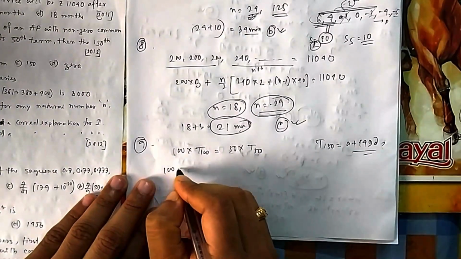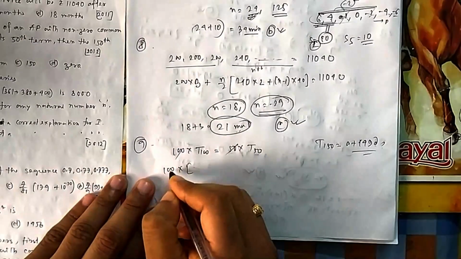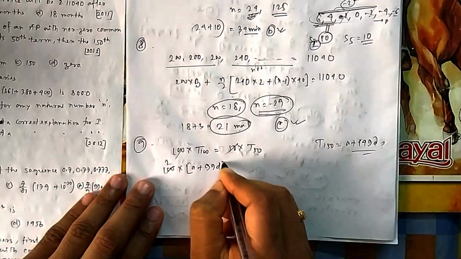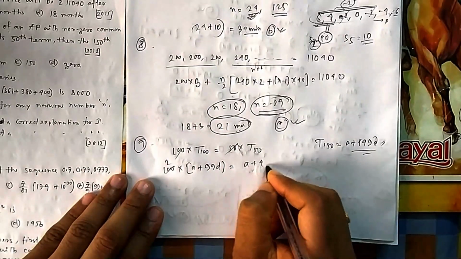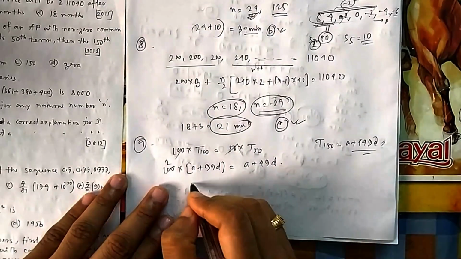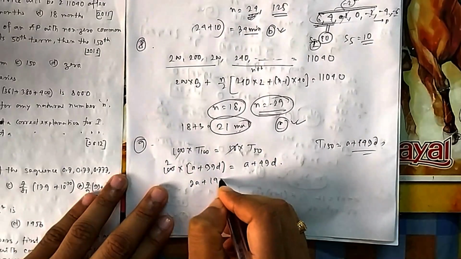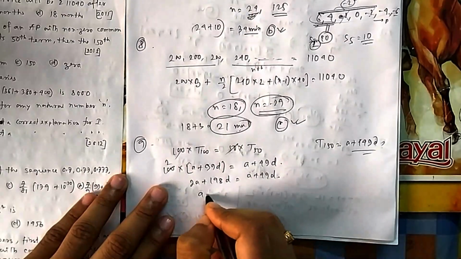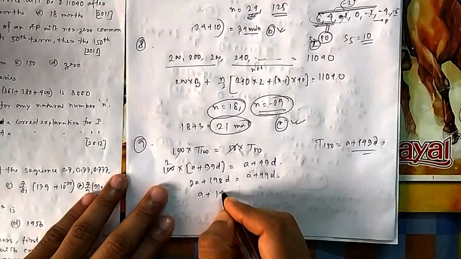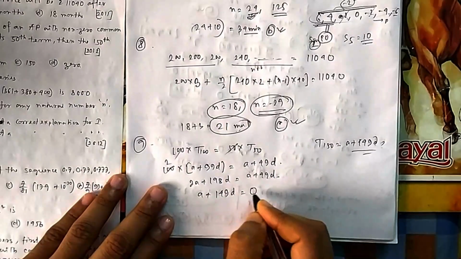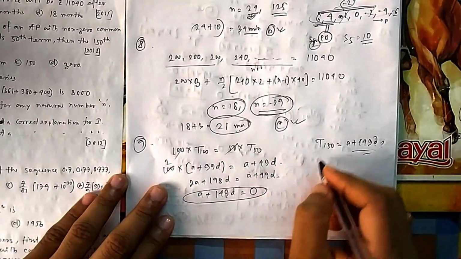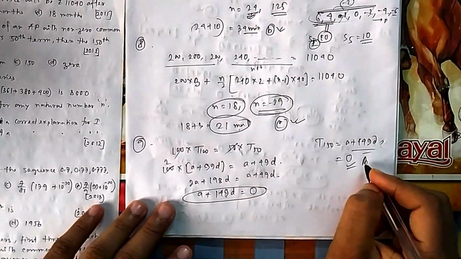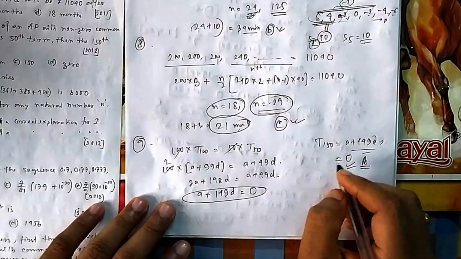So let us go this way. Suppose this is 50, then it is 2. So 2 into A plus 99D equals A plus 49D. So it will be 2A plus 198D equals A plus 49D. If you bring it to this side, then it is A plus 149D. So you got it, this is 0. That means T150 is nothing but 0. So directly you got the answer. That is your answer 0. That is your option D.